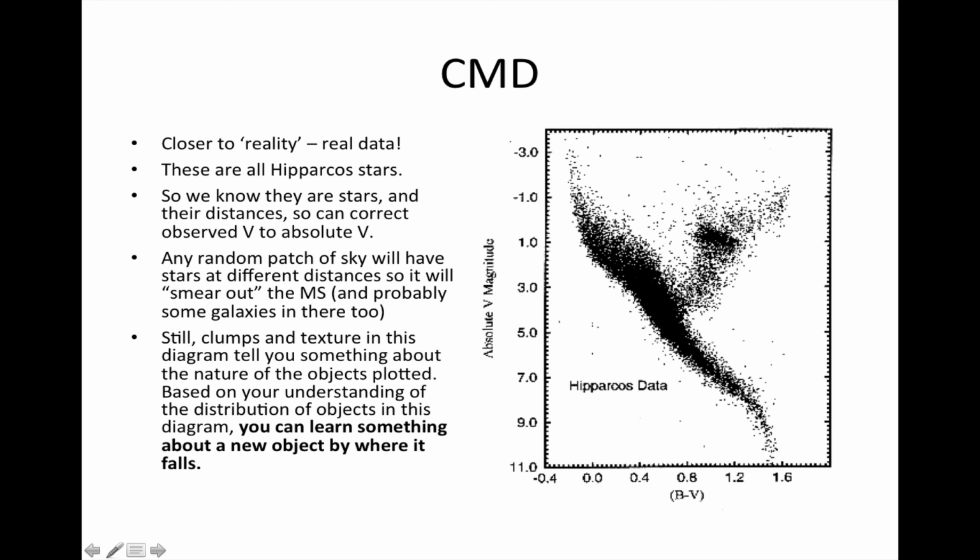There's the giant branch, right? And so there's clumps and texture in this that tells you something about the objects that are plotted here. And so if I give you a new object and tell you where it falls in this diagram, you can learn something about it by figuring out where it falls in the diagram.